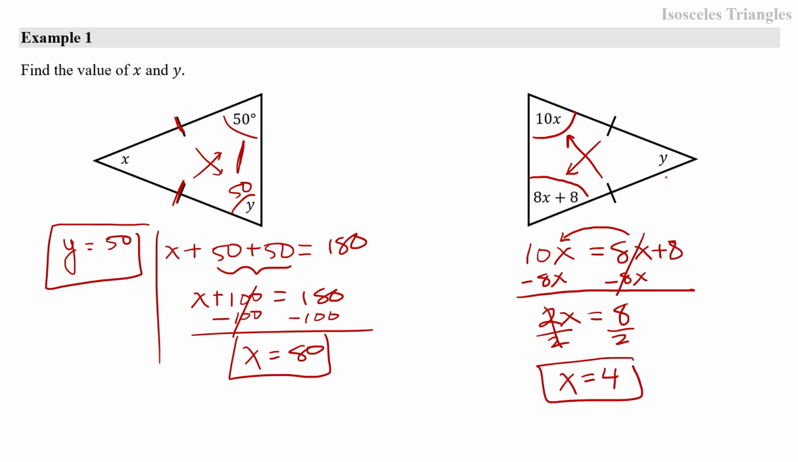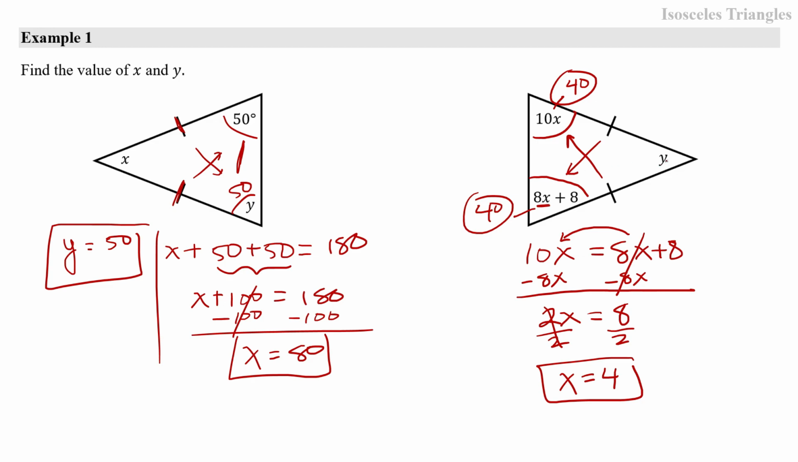Now to find y, I do need to know the measure of this angle here and the measure of the bottom angle. So what I'm going to do is plug in 4 here. 10 times 4 is 40. I'm also going to plug in 4 here. 8 times 4 is 32, and 32 plus 8 is going to be 40 as well. And so those angles have to be equal. If I were to plug in 4 for both of these and I got different measures, then I would know I did something wrong with the algebra.